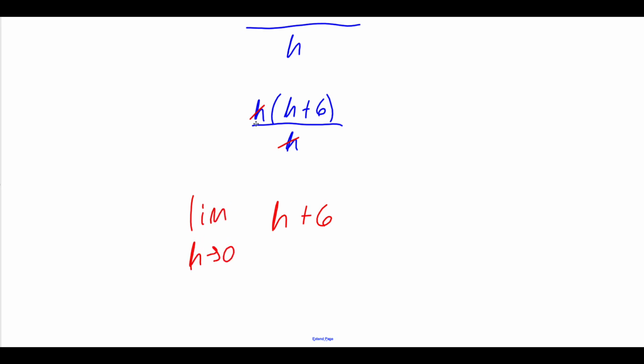Now we can't forget that we're trying to do this limit as h is approaching 0. But I just did a whole bunch of algebra in the hopes that now I'm going to be able to direct substitute that 0 in for h. So if I plug in 0 for that h, the limit I get is just 6.